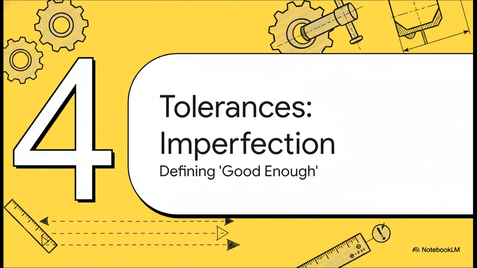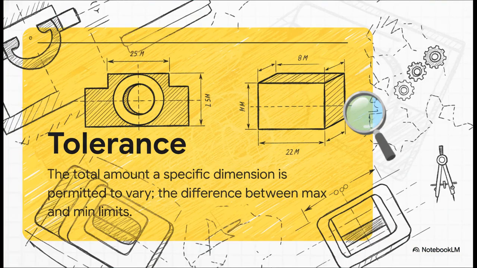Okay, let's move on to the next key idea. If datums create the perfect starting point, tolerances are how we deal with the inevitable messiness and imperfection of the real world. The simple truth is, no machine can make a part perfectly. It's just not possible. A tolerance is how engineers define the acceptable range of that imperfection. It's like saying, hey, this hole doesn't have to be exactly 10 millimeters, but it absolutely must be somewhere between 9.9 and 10.1. It's basically the official engineering definition of good enough.